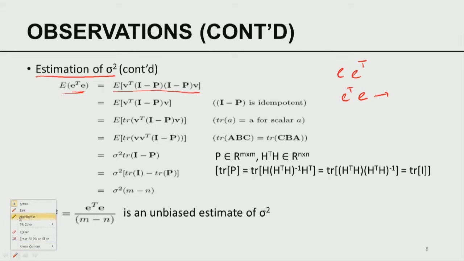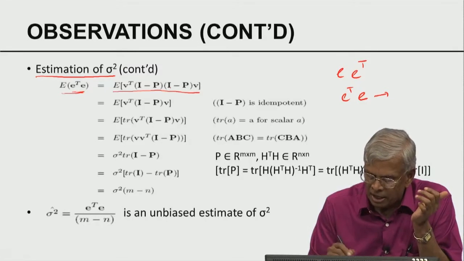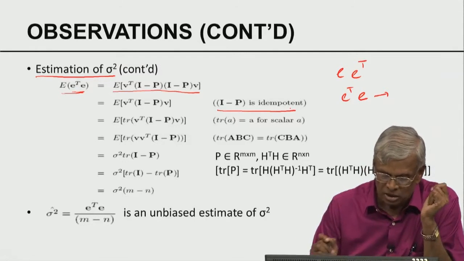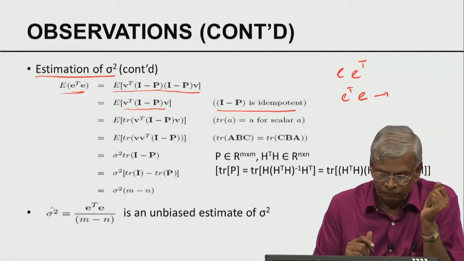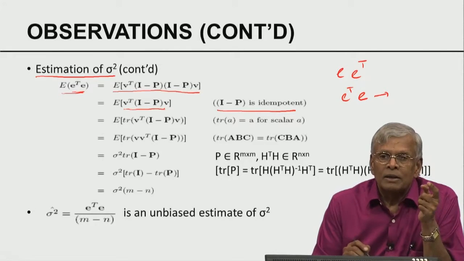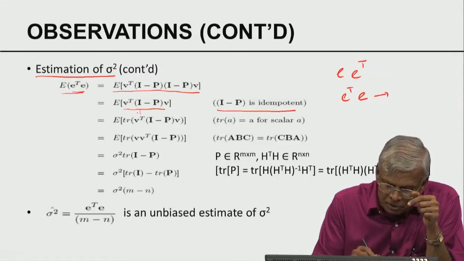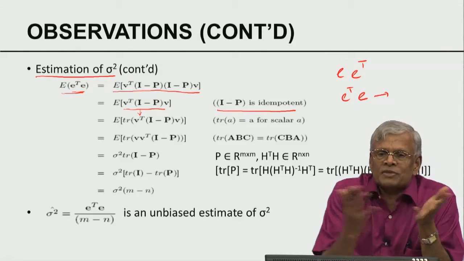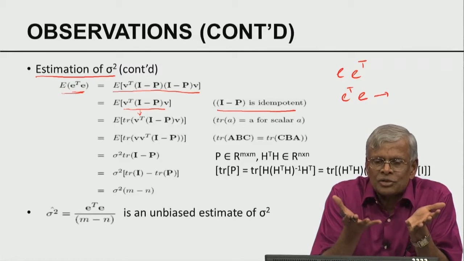I plug in that value in here. I minus P, P is the projection. Projection operator is idempotent. So I minus P times I minus P is I minus P. I want you to verify I minus P is idempotent because P is idempotent. V transpose I minus P V is a scalar. Therefore, a scalar quadratic form in V is equal to its own trace, because the trace of a scalar is itself. That is the mathematical trickery that we bring in to make the analysis more meaningful.